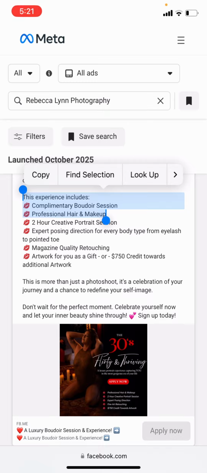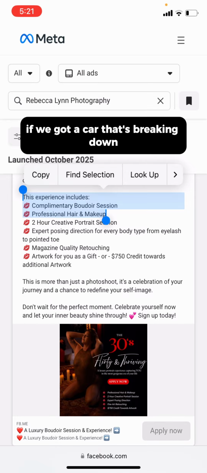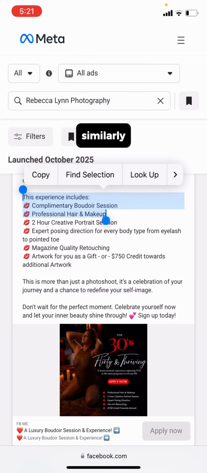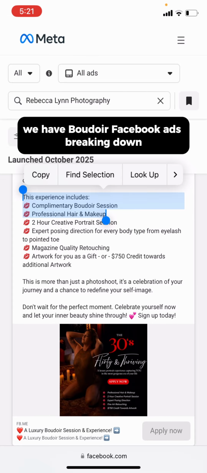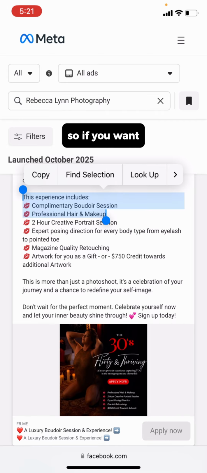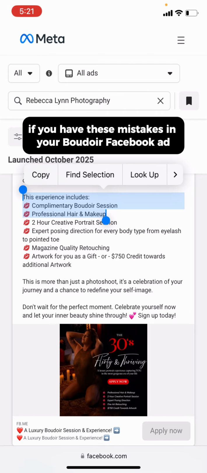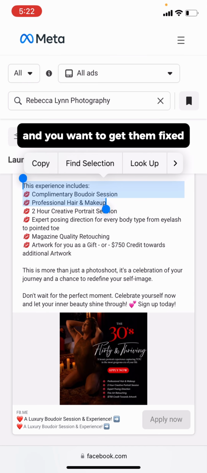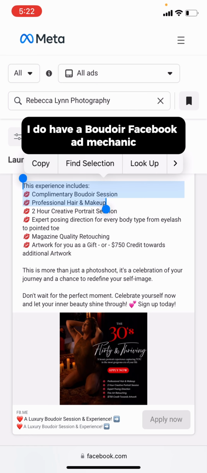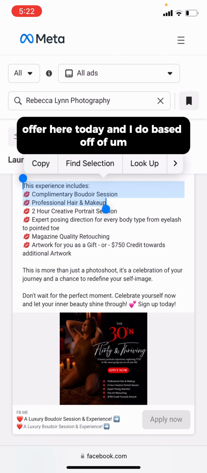And if we got a car that's breaking down, where the heck do we bring it? We bring it to a car mechanic. Similarly, if we have a Boudoir Facebook ad that's breaking down, where do we bring it? To a Boudoir Facebook ad mechanic. So if you have these mistakes in your Boudoir Facebook ad and you want to get them fixed, I do have a Boudoir Facebook ad mechanic offer here today.